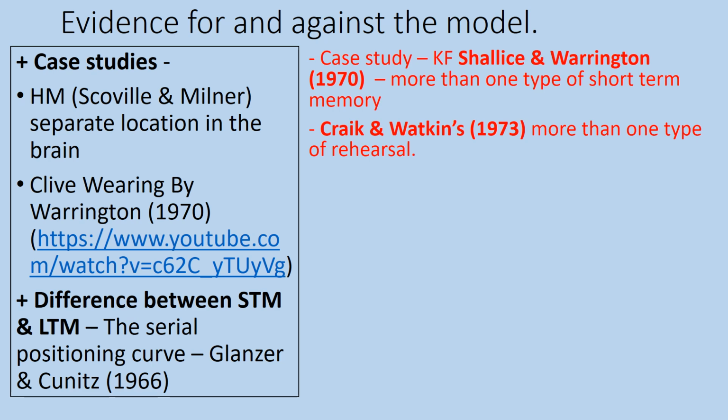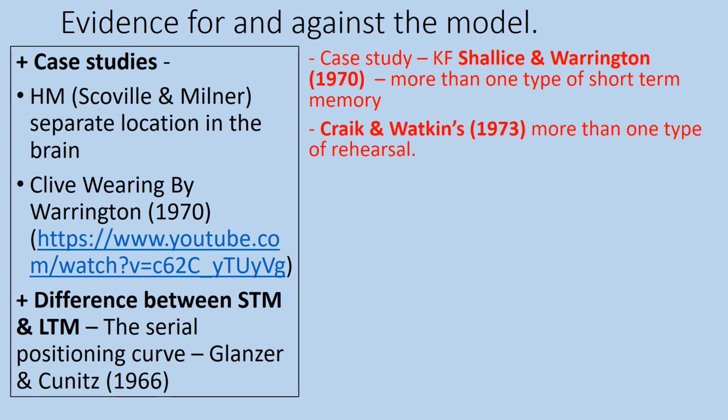Okay, so we've got the case of HM, and HM showed that there are separate locations in the brain for different parts of memory. So quite a useful one there. You can have a quick Google of him if he's not in the textbook. But Clive Wearing, I've also attached his YouTube video there. So if you pause this one and watch that one, that'd be great. You can find out what happened there. And the theorist for Clive Wearing is Warrington in 1970. Warrington was the researcher that worked with him there.